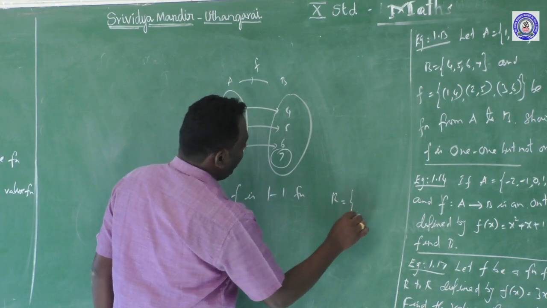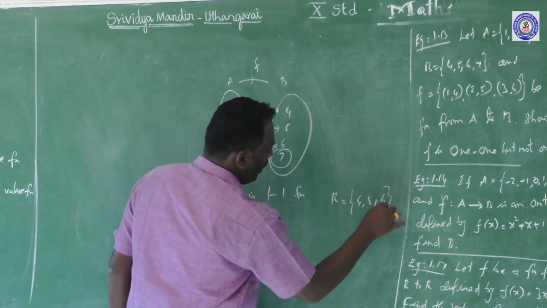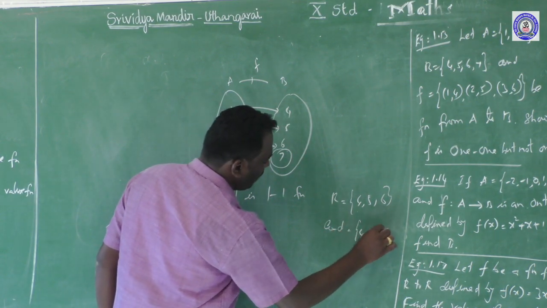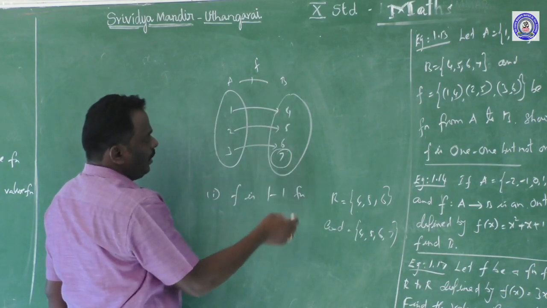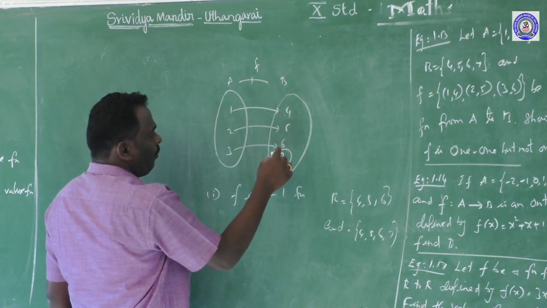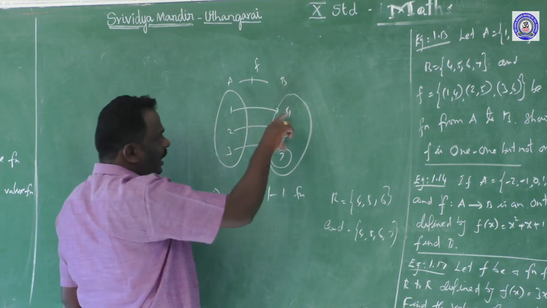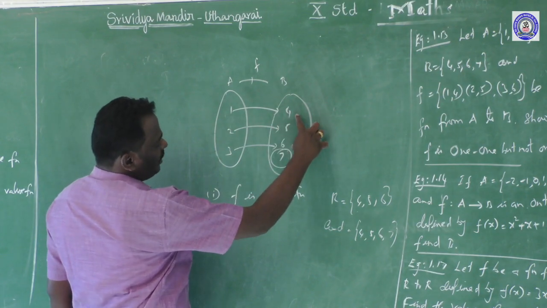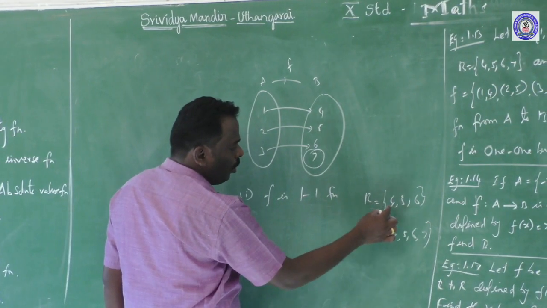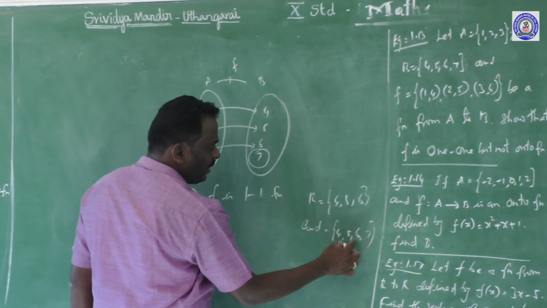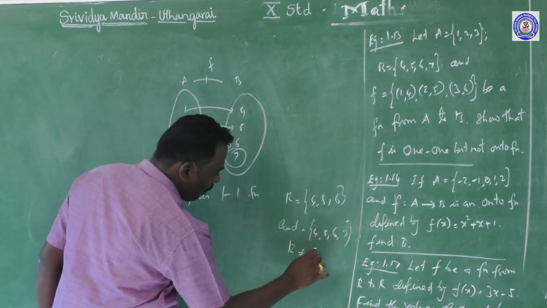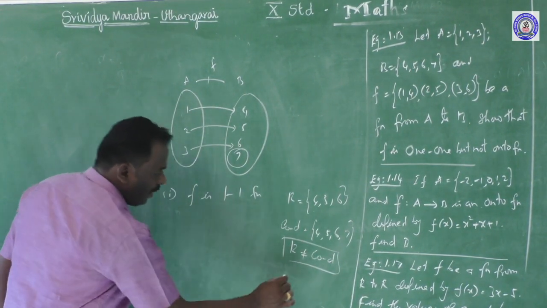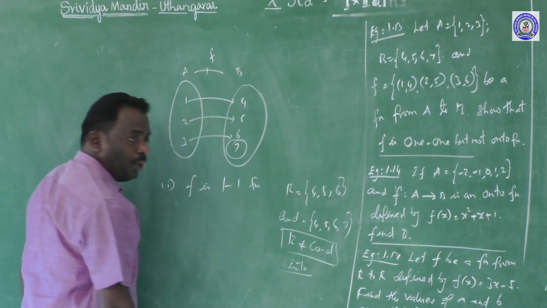What is the range? The range is 4, 5, 6, the elements that are connected. And the codomain is set B, which is 4, 5, 6, 7. Now the range, 4, 5, 6, is not equal to the codomain, 4, 5, 6, 7. Therefore, if the range is not equal to the codomain, that is called an into function.